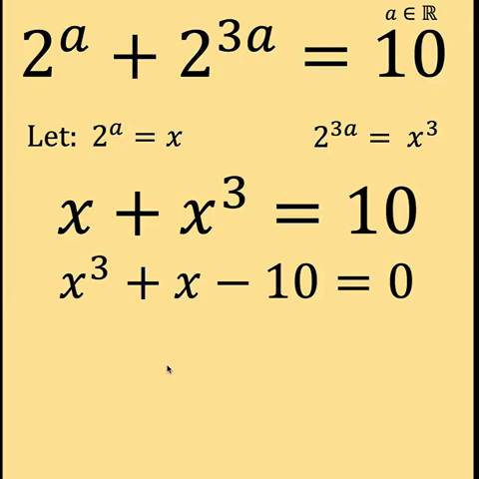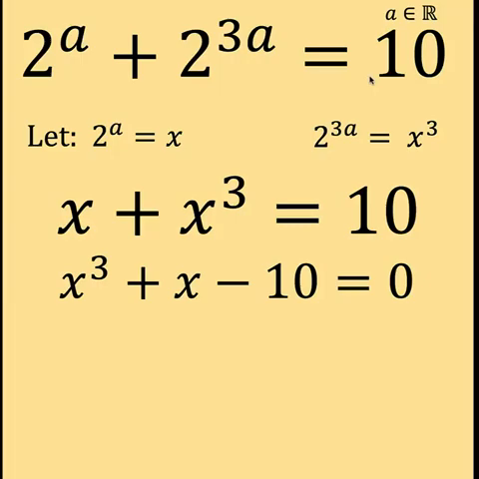There are several ways of solving this problem. One is using synthetic division in order to apply the rational root theorem, or we can use trial and error, or we can use factoring by grouping. By inspection, looking at the original equation, one can easily see that if you let a be equal to 1, then you will arrive at a correct equation, because 2 raised to 1 is 2, 3 times 1 is 3, and 2 raised to 3 is 8. 2 plus 8 is equal to 10.